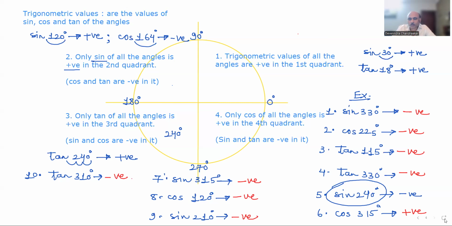Okay, so now once we are aware about the quadrants of the circles, let's discuss standard triangles. What are these standard triangles? Using these standard triangles, we will find the trigonometric values of the standard angles of the first quadrant.